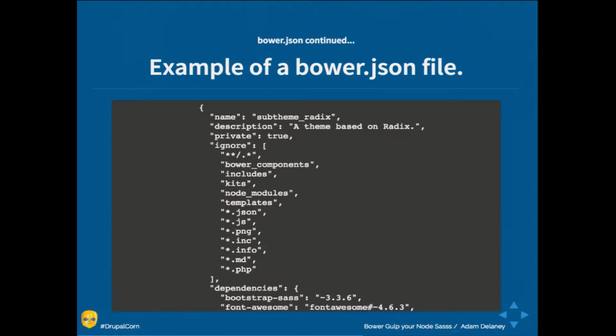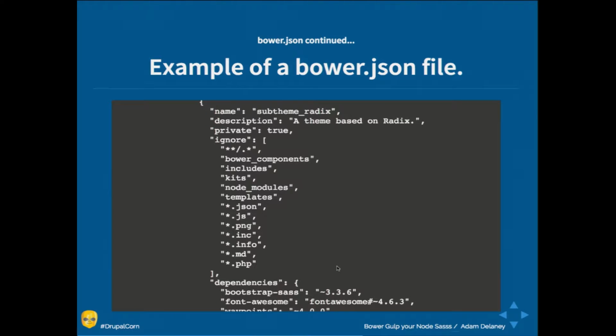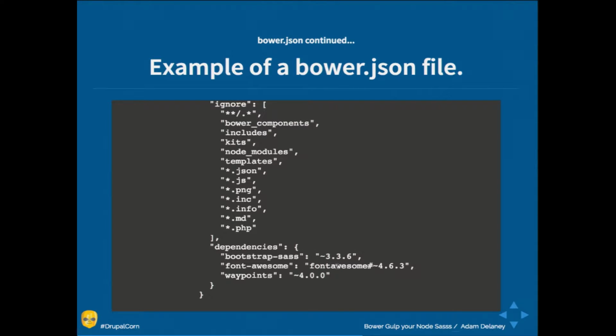This is an example of a bower.json file. It actually looks very similar to our package.json file because it's just a JSON file. In here, the ignore, don't worry about that. That's if you're creating an actual Bower package, then you can say ignore these files. But my dependencies are actually pretty slim here. I say I want Bootstrap Sass, I want Font Awesome, and I want waypoints. And that's pretty much all I need from Bower.